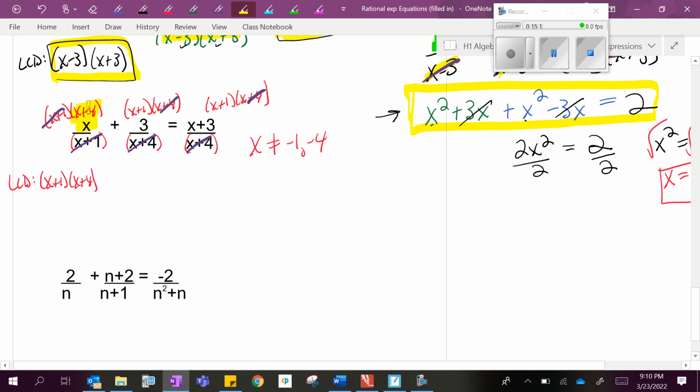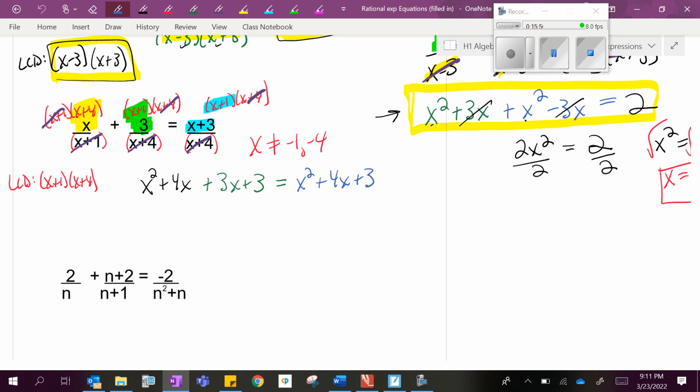So right here, I'm going to multiply x times x plus 4, and I get x squared plus 4x. Next, I'm going to multiply 3 times x plus 1, and I get 3x plus 3. Next, I'm going to multiply x plus 3 times x plus 1, which again, I need to FOIL. So that's going to become x squared plus 4x plus 3.